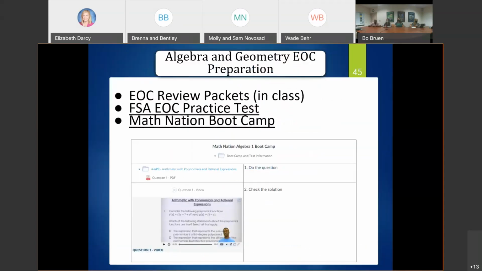In class, we'll do the EOC review packets that many of you have already started or completed. Then you have your FSA practice tests. And in geometry, we're about halfway through the Math Nation boot camp. And algebra will be starting the Math Nation boot camp after next week.